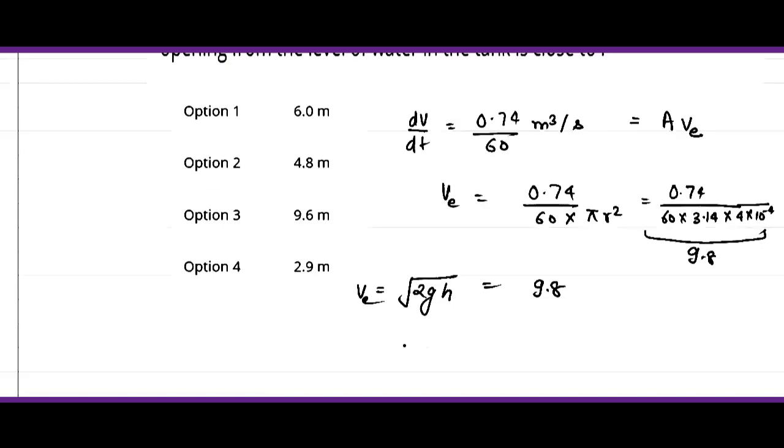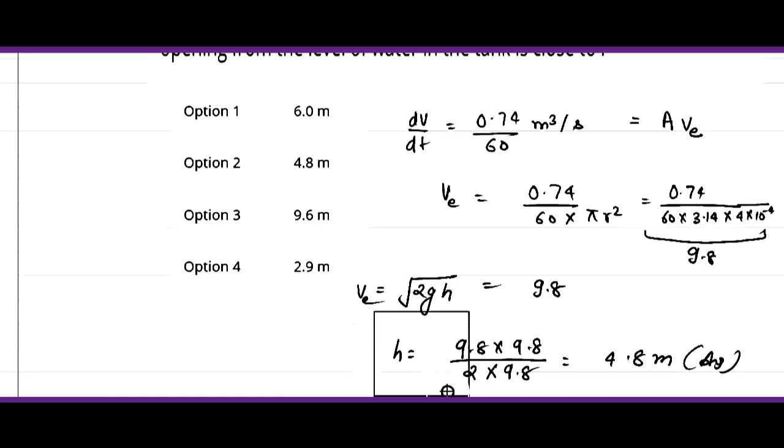So from here you can just square both sides, and I will write down h is equal to 9.8 into 9.8, in division it will be 2g. If you put the value of g here, it will be nearly equal to 4.8 meter, and this will be the answer of this question. Now you can just check for the option. You can see already here B is the correct one.